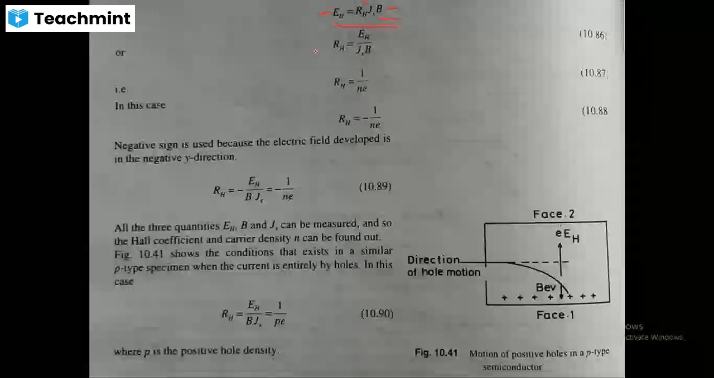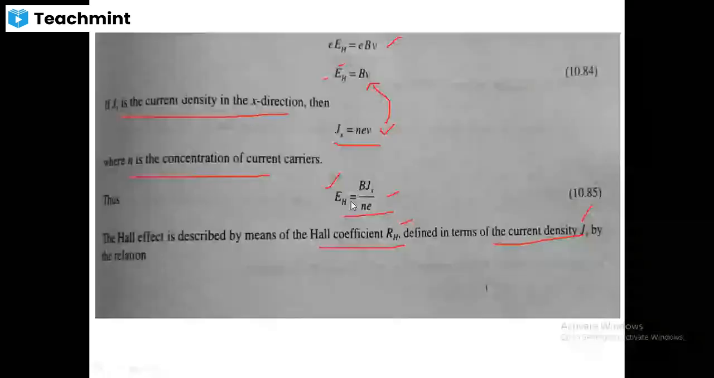Then from this we can say, therefore, RH equals EH divided by Jx into B. Then what is EH? We know the value of EH from the previous slide: EH equals BJx divided by Ne. So we substitute the value of EH here. It is BJx divided by Ne. Jx and B get cancelled with each other, so ultimately we will be left with RH equals 1 divided by Ne.